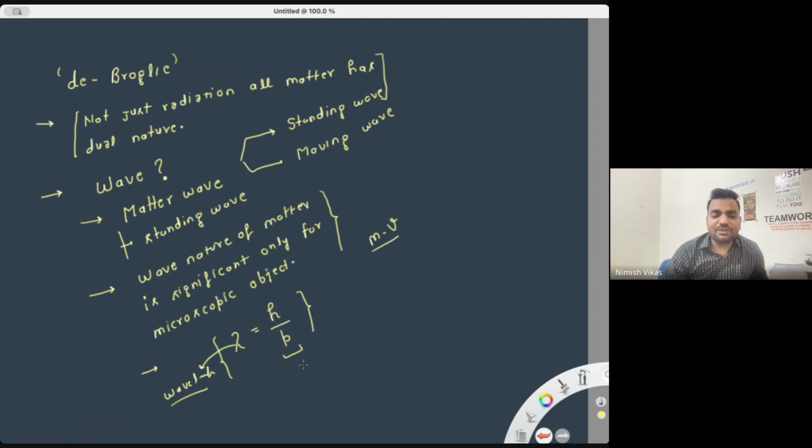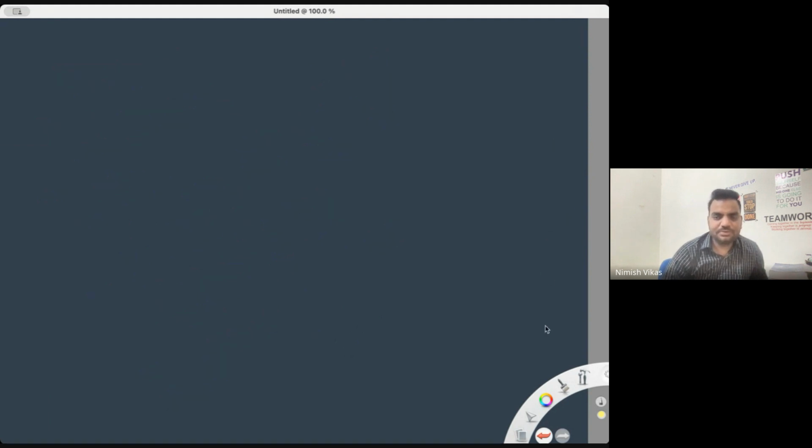Then everybody asks, okay, you said electrons have a wave nature, then how do they move? Is Bohr wrong? Bohr is saying that they move in a circular path like a particle. Now, how will the electron move when it is a wave? So de Broglie said that Bohr is not wrong. We just need to visualize it differently.